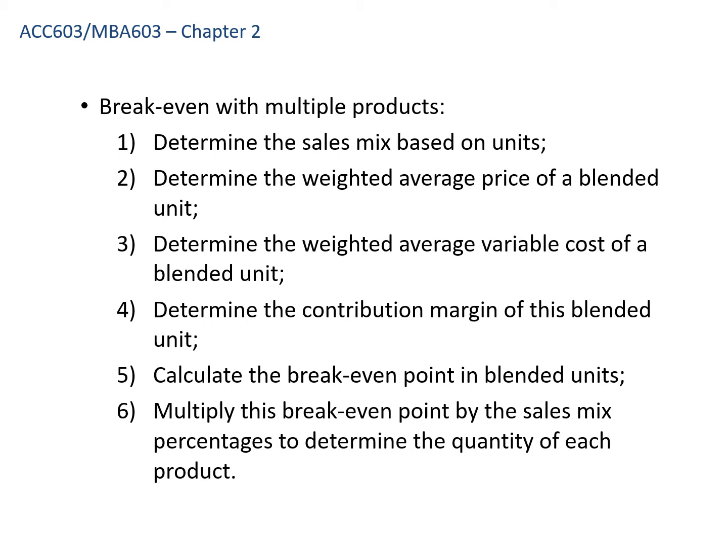Okay. So now I can take my blended weighted average price minus my blended weighted average variable cost to come up with a blended weighted average contribution margin for that unit. And now I can use that to determine what my break-even point is relative to my fixed cost. And once I determine that break-even point in fictional blended units, I can then multiply that by the sales mix percentages to get the quantity of each individual product in that mix that I need to sell in order to break even.